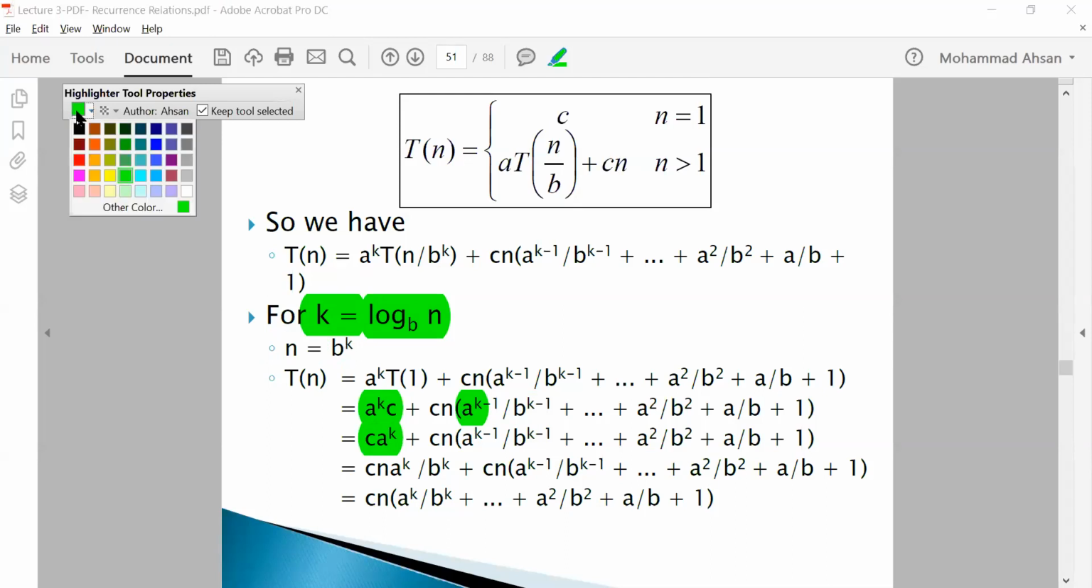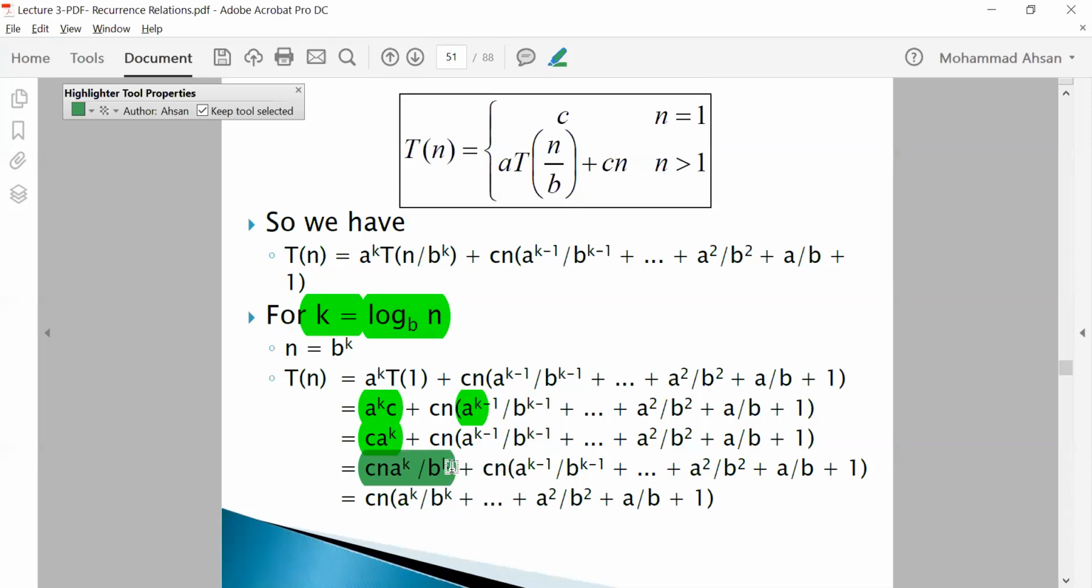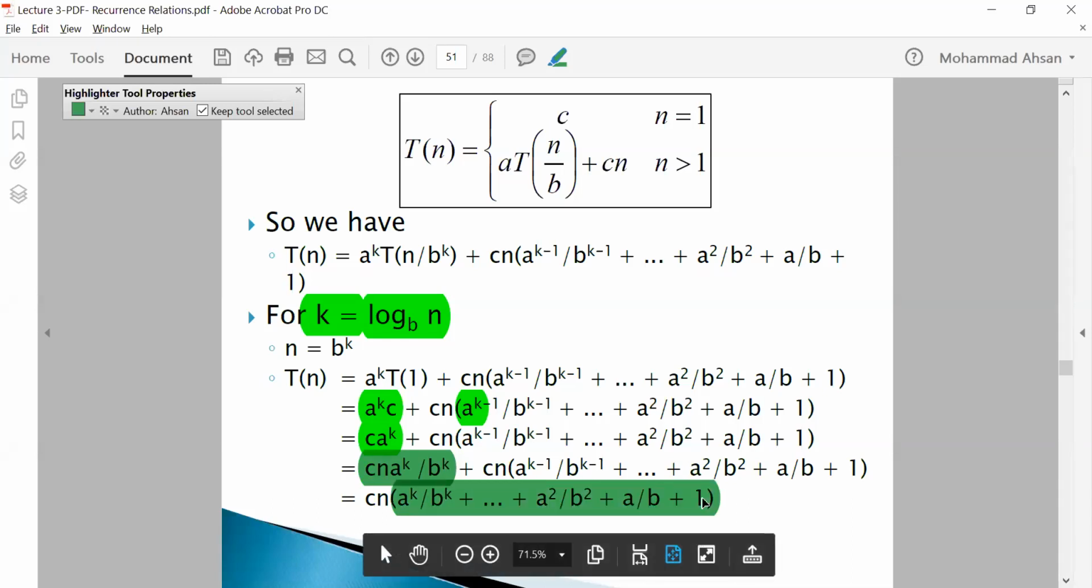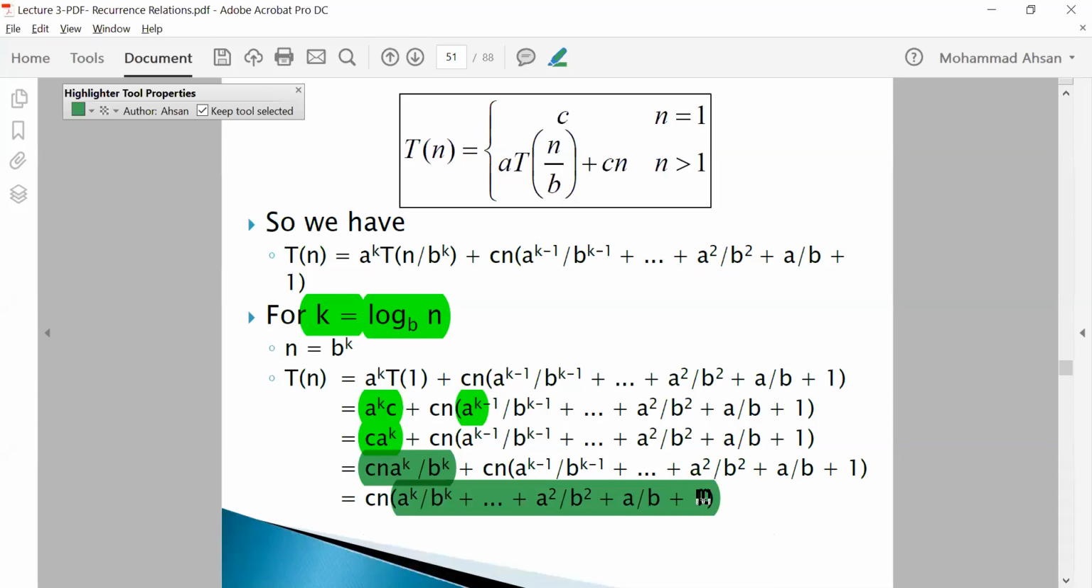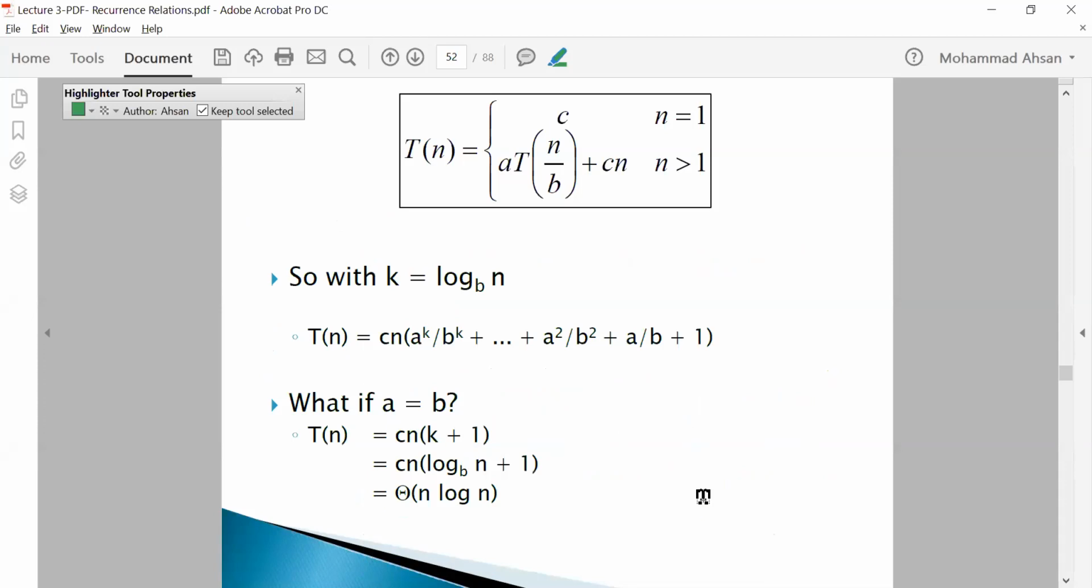So if you see this equation, it is nothing but c into a to the k because n is equal to b to the k. But using this, they have been able to move this inside the bracket, and you get the geometric progression where the r value is a by b, and it is from 1 to k. If you see in the next slide, now you have a series simply. Cn into the sum of the series. What is the sum of the series?